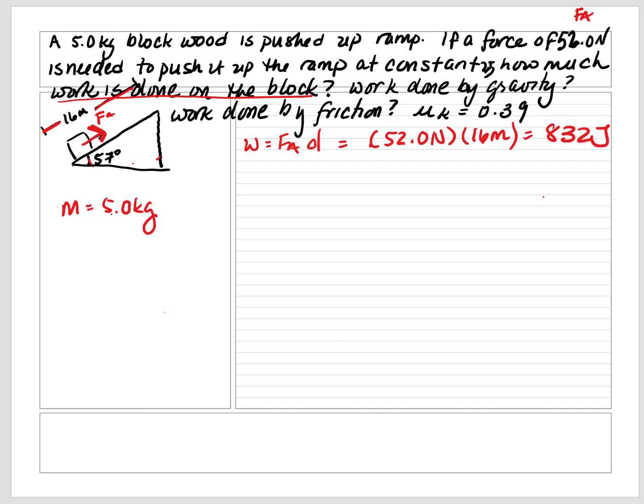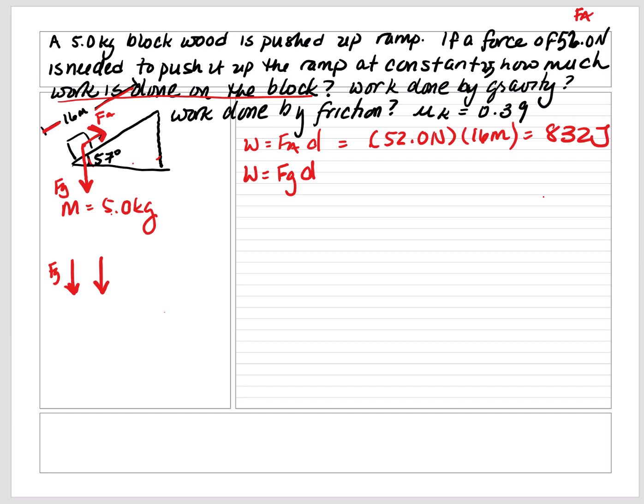Next, they want the work done by gravity. The work done by gravity is the weight, or the gravitational force. If I draw my weight, it is going to be perpendicular to the earth, Fg. So the work here is going to be Fg, because that's the force we're talking about, times the displacement. If I use Fg itself, I need to find the displacement that is parallel to that.